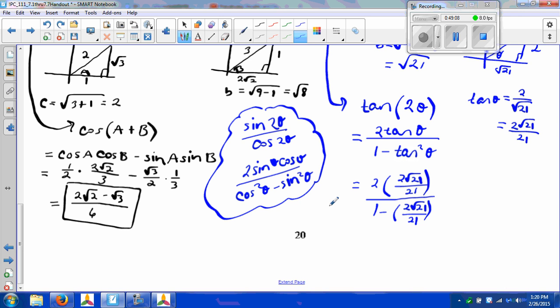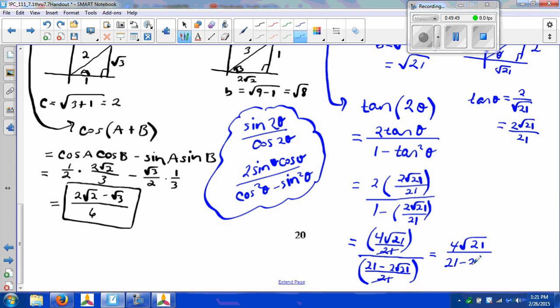Okay, so now I get 4 root 21 over 21, over, and then I've got to get a common denominator, so 21 minus 2 root 21 over 21. Now it's nice because those will cancel when you flip and multiply them. So you get 4 root 21 over... be careful when you cancel denominators. Make sure it's really the denominator of the numerator and the denominator of the denominator that cancel. Otherwise, just go ahead and flip and multiply them and make sure you're right. And then that's 21 minus 2 root 21.